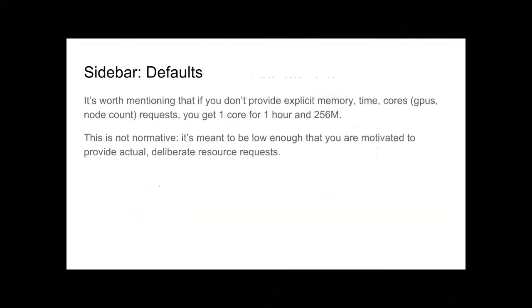So in this case, I use defaults. If you don't request specific resources, you get a very small amount. By default, you get 1 core for 1 hour and 256 megs. That's really not intended to be usable. It's mainly intended to encourage you to use a real request for the real amount of time that you want.